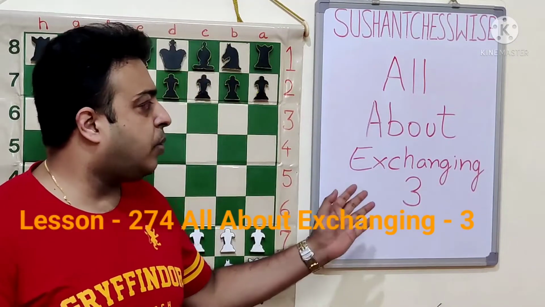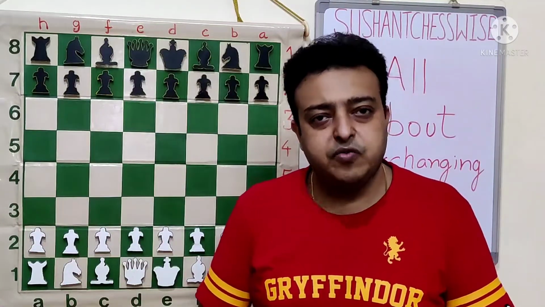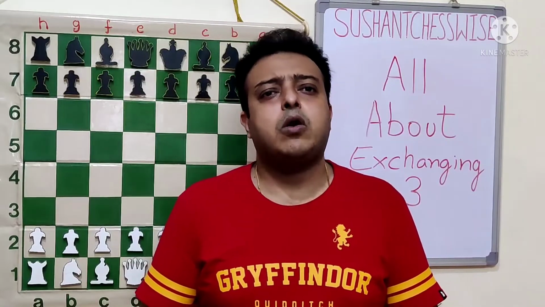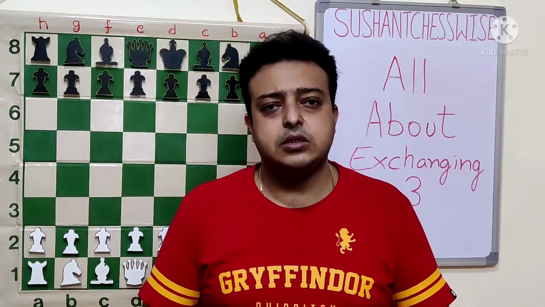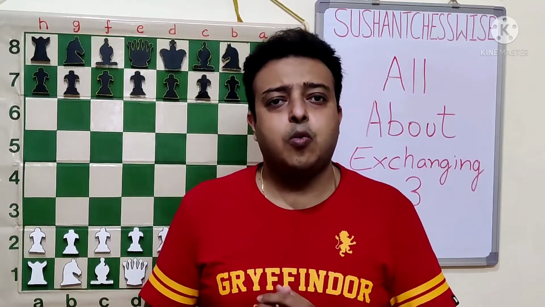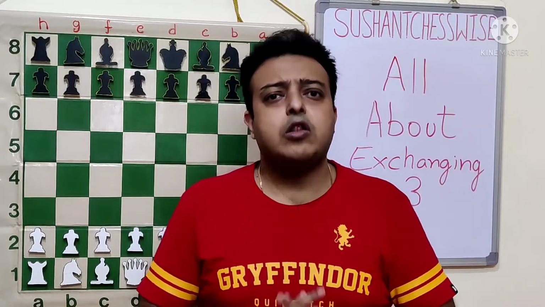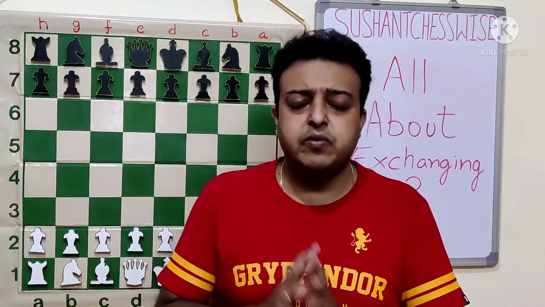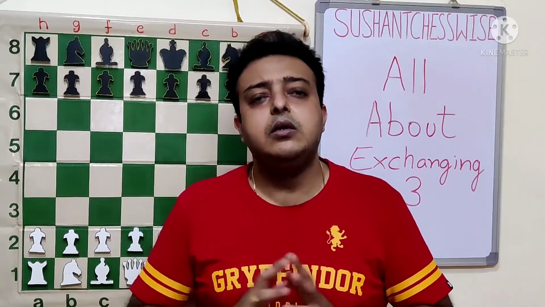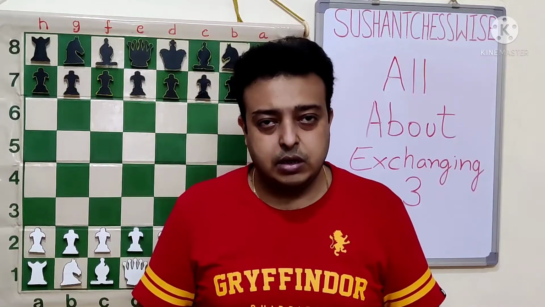Today we are at the next topic, all about exchanging, and we have got the third example of the same. Today's lesson is about two things: what we try to do and why we exchange. One, we exchange in order to get an open file or in order to control a file. These are slightly different, but first we will see the exchange in order to create an open file. Second, we exchange in order to eliminate or remove the defender.